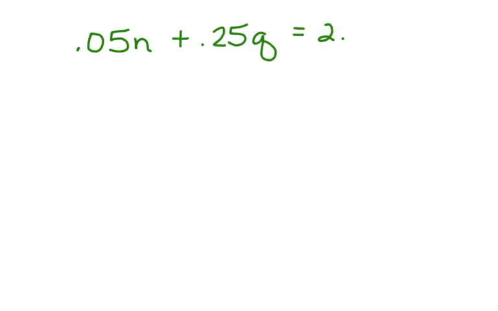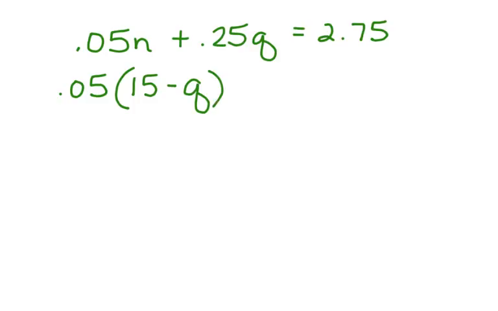Here's the second equation once again. 0.05n plus 0.25q equals $2.75. We just solved the first equation for n, so now we can substitute that in for n. 0.05 times 15 minus q plus 0.25q equals $2.75. Notice that now we only have one variable.